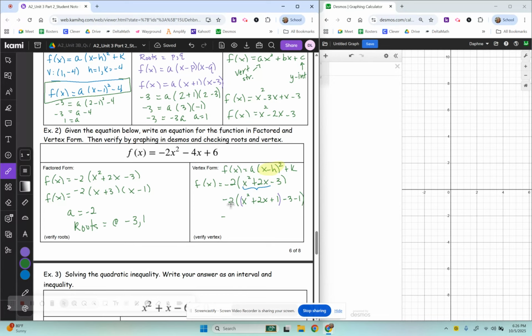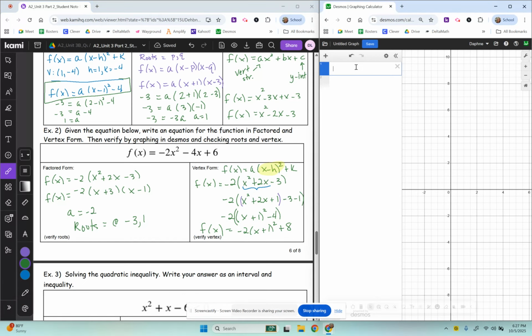So keep your -2 out front. And we know x squared plus 2x plus 1 is going to be x plus 1 quantity squared. I need an extra one here. Minus 4. And now I can distribute my -2. So I get f of x equals, and I have -2 times my quantity, and then -2 times a -4, which gives me a +8.